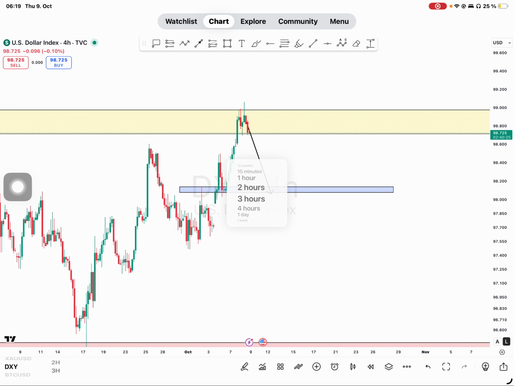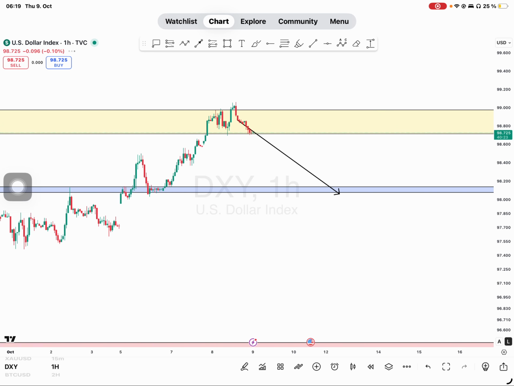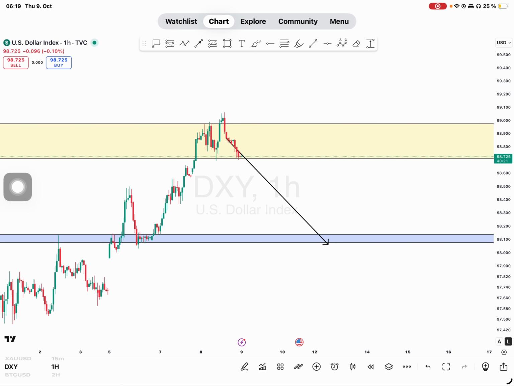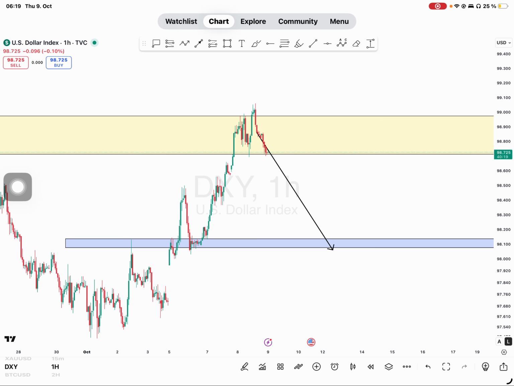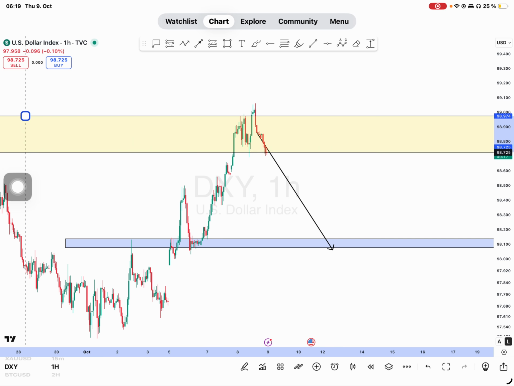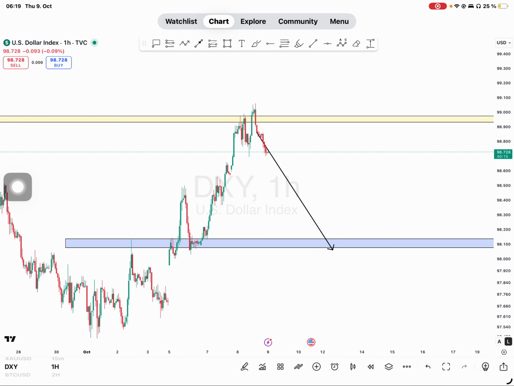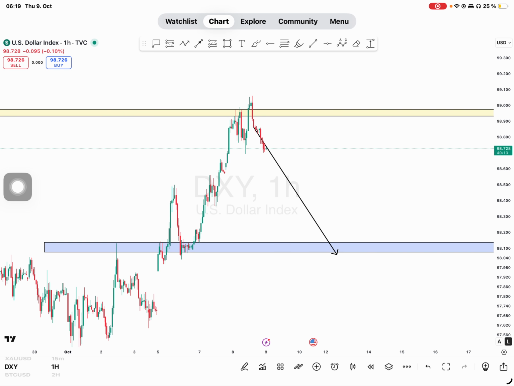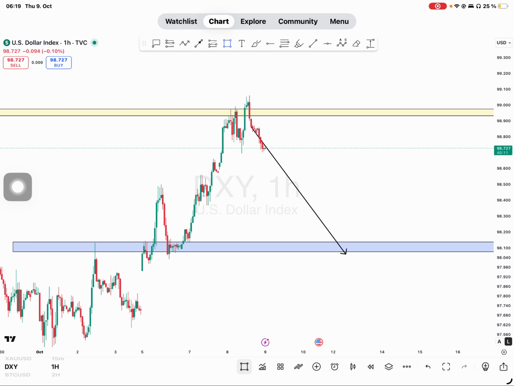So let's go to the 1 hour time frame. Now, this is the 1 hour time frame. The double top that we saw in 4 hour has also presented itself in 1 hour. So 1 hour double top at a 4 hour strong key level. This is how I'm expecting price to behave.